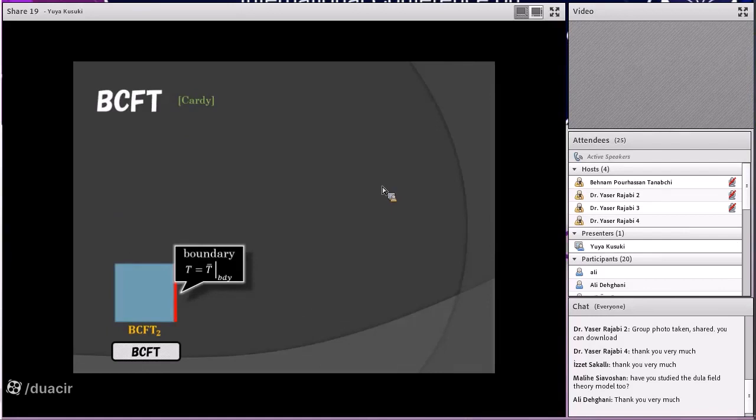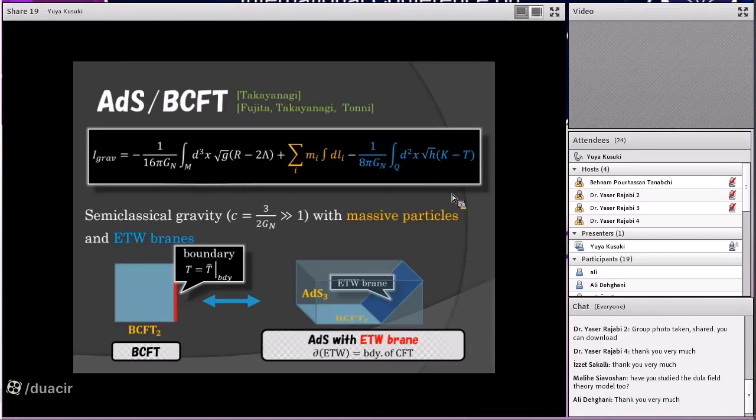The main interest in this talk is two-dimensional boundary conformal field theory, which is just a conformal field theory with a particular boundary condition called the Cardy boundary condition. There is an interesting proposal about the minimal holographic dual of this boundary conformal field theory by Fujita, Takayanagi, and Tonni. In that, the holographic dual of a boundary conformal field theory is given by a gravity with an end of the world brane, like this figure. Here we have the boundary conformal field theory, and the holographic dual has the end of the world brane that arises from the boundary of this conformal field theory.